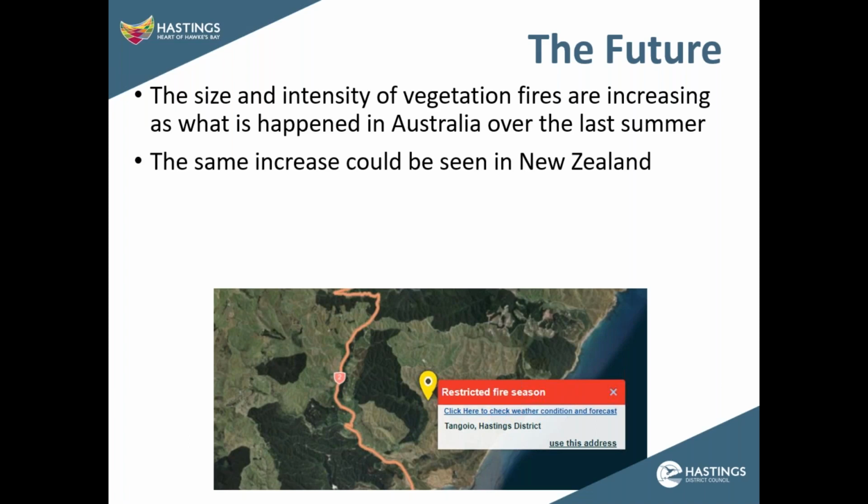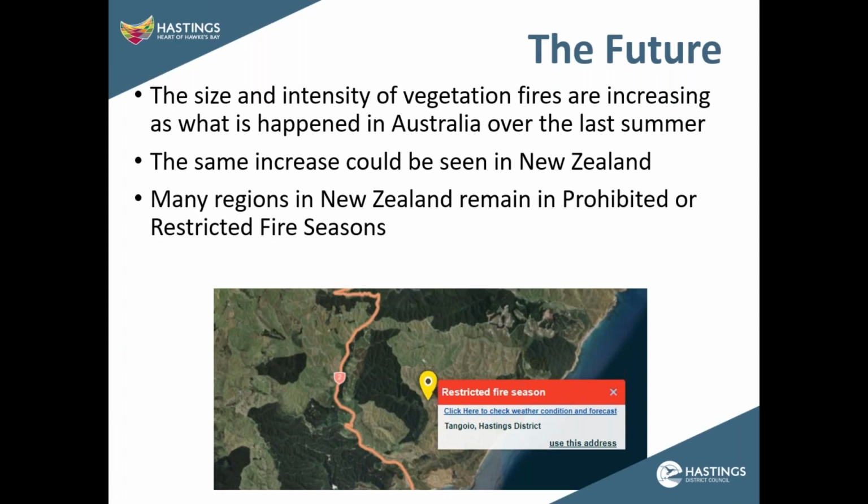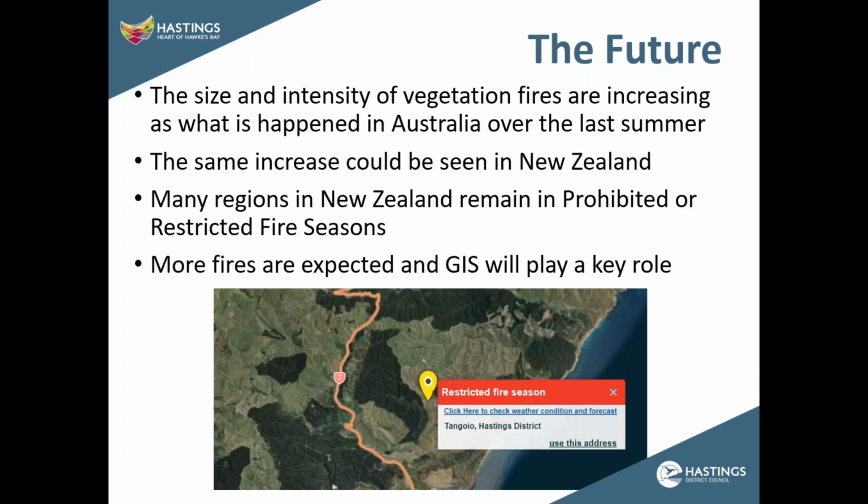The same increase in size and intensity could be seen in New Zealand, but on a smaller scale, as much of our topography is immune to extreme fire conditions. Even today in mid-April, many regions throughout New Zealand remain in prohibited or restricted fire seasons. More fires are expected in and around summer, and GIS will play a key role in the response.